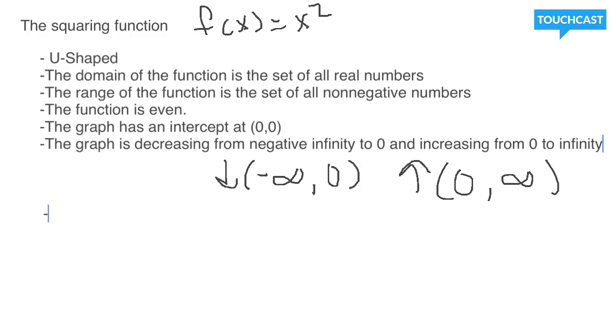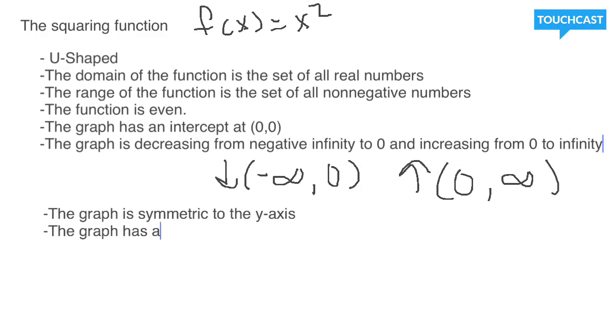Another characteristic is that the graph is symmetric with respect to the y-axis. And finally, the graph has a relative minimum at the point 0, 0.